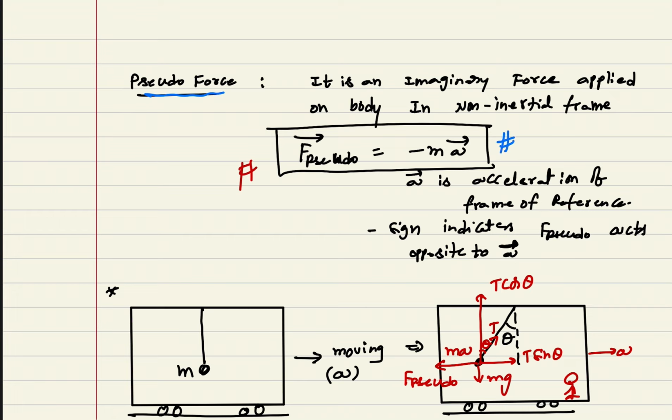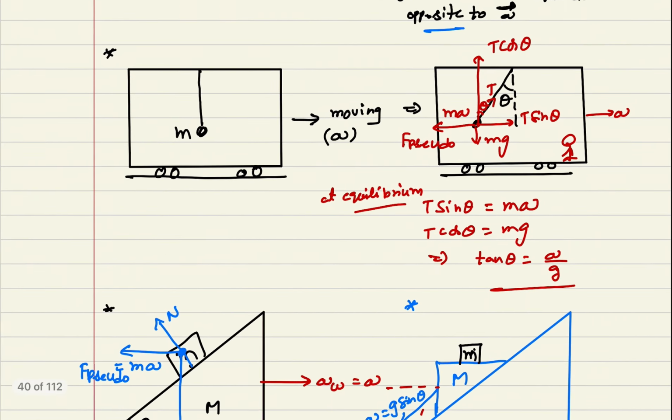The value of F pseudo is equal to minus m into a bar. The minus sign indicates that the pseudo force acts opposite to the acceleration of the frame of reference, or the lift here, and a is the acceleration of the lift. I have taken some examples.